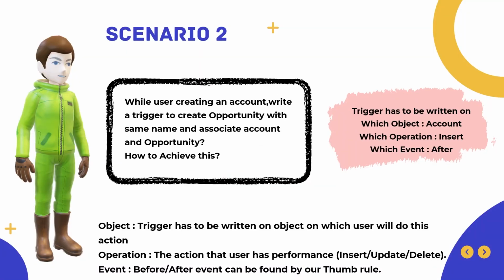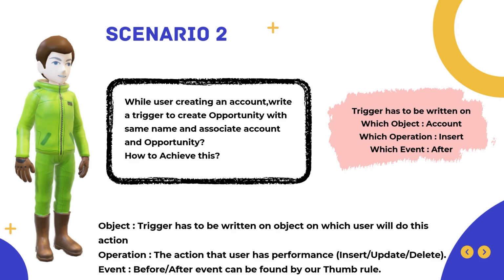Now here we have the second scenario. While a user is creating an account, write a trigger to create the opportunity. So our task is to create a new opportunity on account creation, with the same name, and associate the account and opportunity. Whatever opportunity we create should be created under the account, so we should be able to see it in the related list. In order to do that, we need to add that lookup into the opportunity, right?